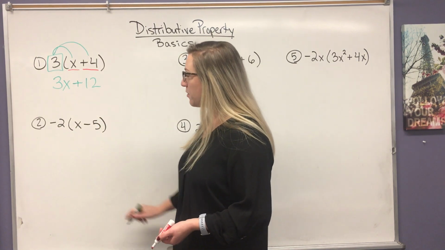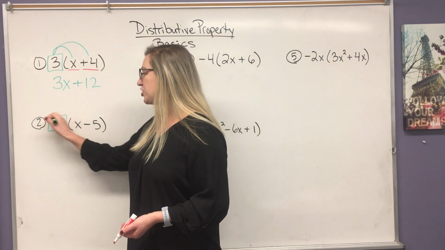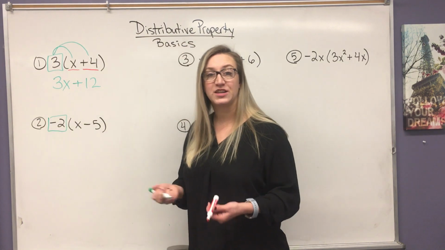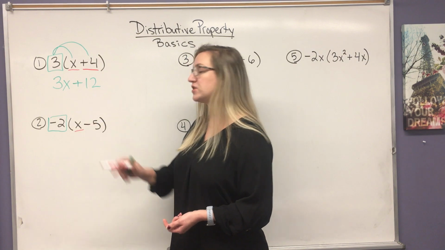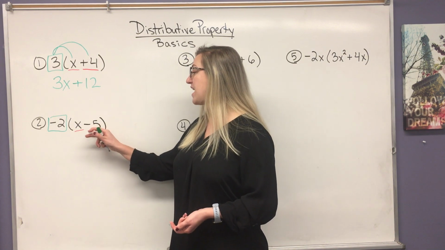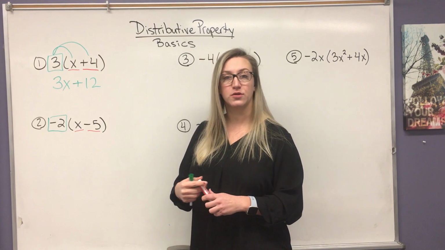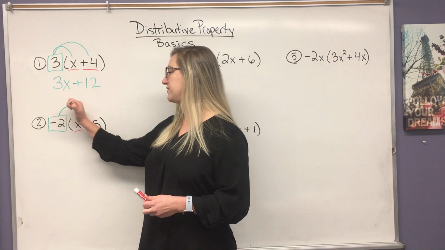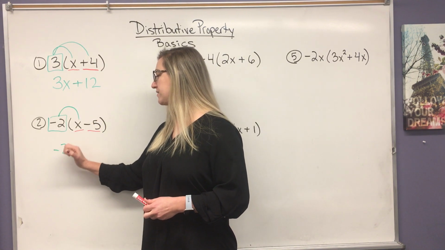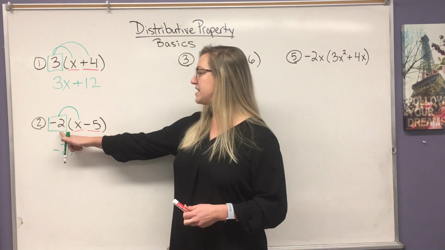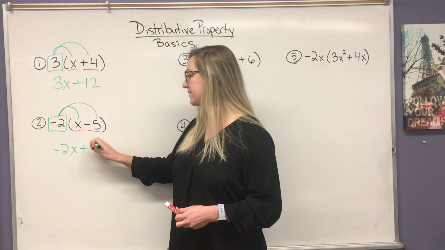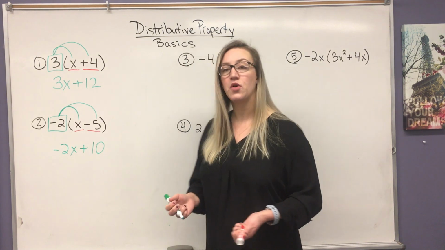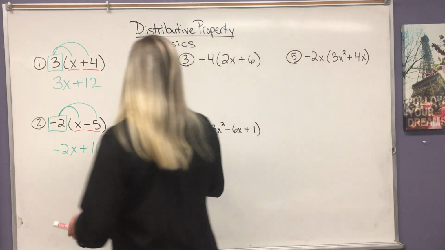For the next example, we have a negative 2 in front of the parentheses, so that's what I'm going to be multiplying to each term inside. So x is one term, and negative 5 is my second term, so I'm going to multiply to both. Negative 2 times x is negative 2x, and then negative 2 times a negative 5 is a positive 10. Okay? So let's take a look at number 3.